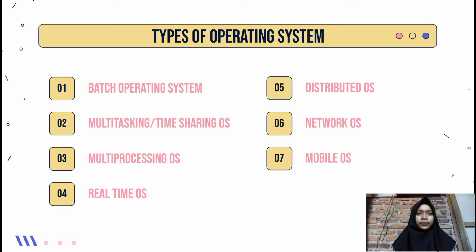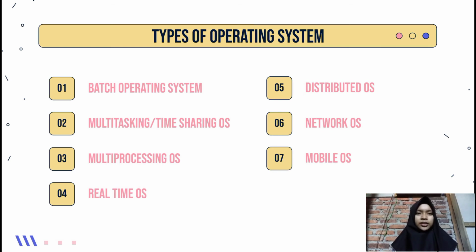Batch operating system. Some computer processes are very lengthy and time-consuming. To speed up the process, jobs with similar needs are batched together and run as a group. The user of a batch operating system never directly interacts with the computer. In this type of operating system, every user prepares his or her job on an offline device like a punch card and submits it to the computer operator.